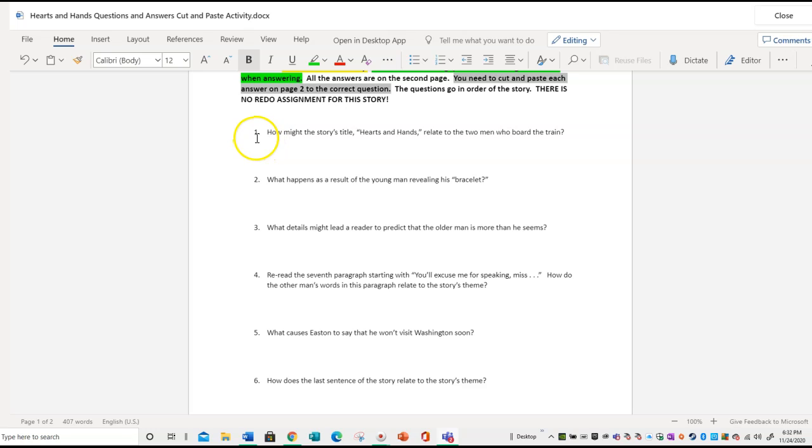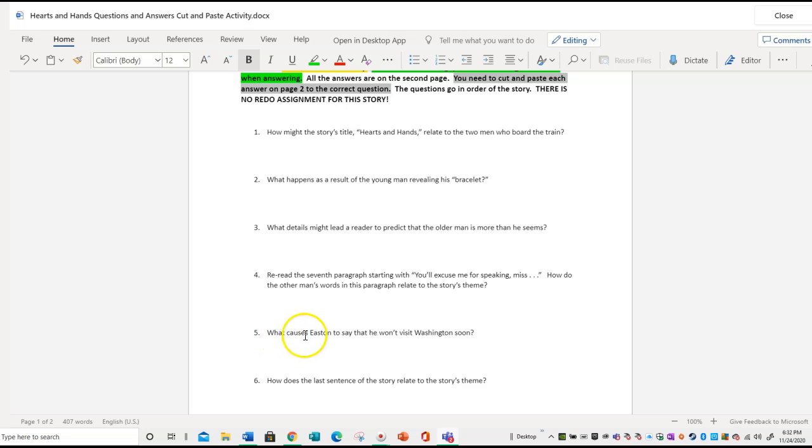The first question: how might the story's title, Hearts and Hands, relate to the two men who board the train? 2, what happens as a result of the young man revealing his bracelet? 3, what details might lead a reader to predict that the older man is more than he seems? 4, reread the 7th paragraph starting with, "You'll excuse me for speaking, miss." How do the other man's words in this paragraph relate to the story's theme?